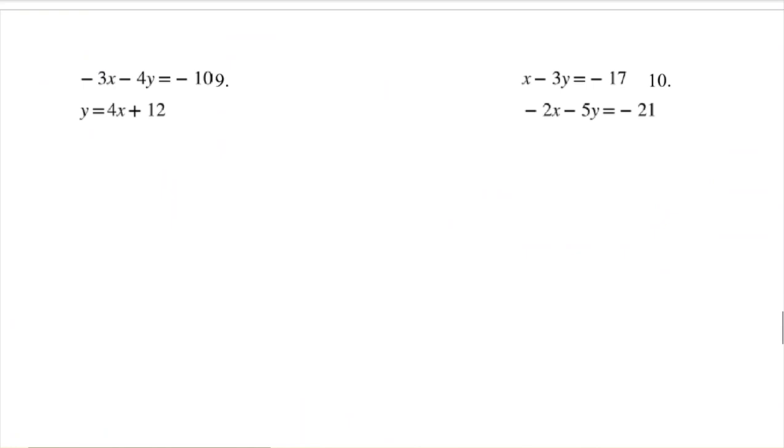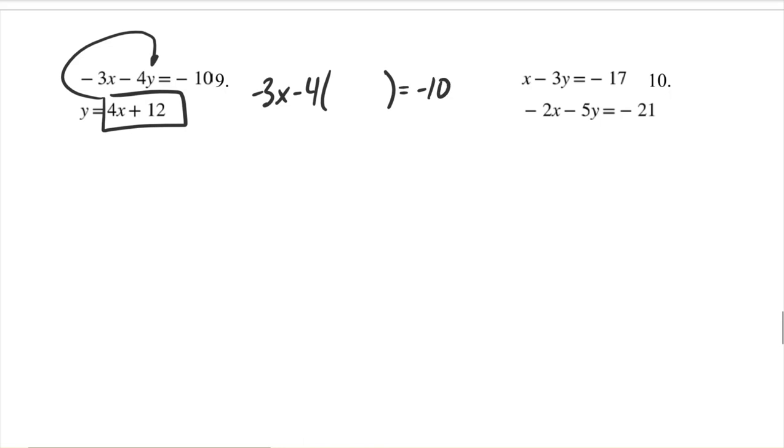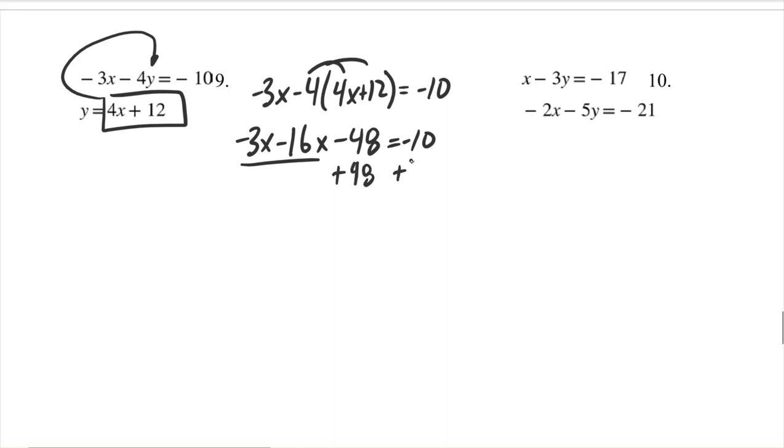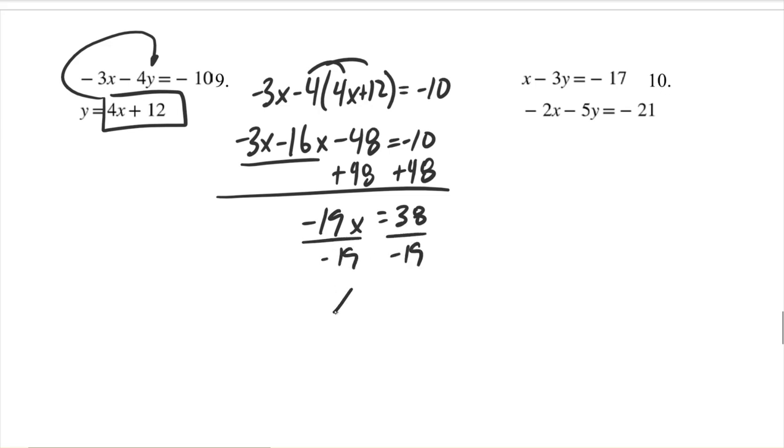This first problem's already solved for y, so we'll plug in that value into y. So we say negative 3x minus 4 times y equals negative 10. Plugging in 4x plus 12. Distribute our negative 4, negative 3x minus 16x minus 48 equals negative 10. Combine our like terms, add 48 to both sides. 48 minus 10 makes 38. Negative 16 and negative 3 make negative 19x. Divide by negative 19, and x equals negative 2.